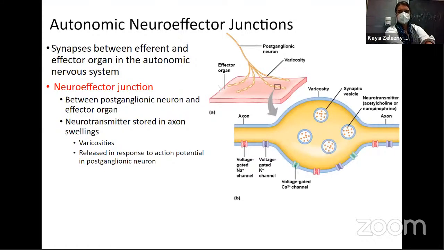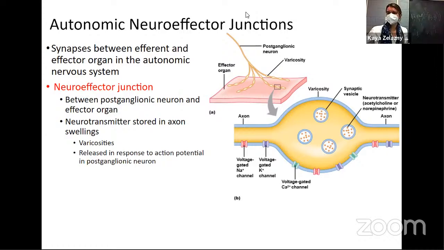We're going to look now in detail at that linkage between our postganglionic autonomic neuron and the effector organ that they are affecting. We're going to see a type of synapse here. We're going to call it a neuroeffector junction: neuro for that postganglionic neuron, effector for the effector organ. And it's going to look pretty similar to how we saw our synapses working in the brain and in the central nervous system, with just a couple of differences.